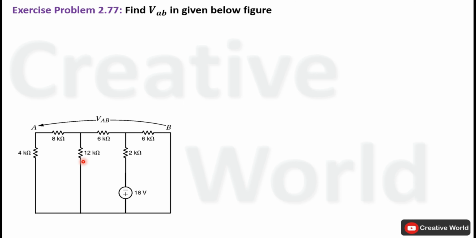Start simplifying this network from the left hand side. These two resistances are connected in series. We can find their equivalent resistance and replace these two resistances with it. Their equivalent resistance will be equal to 12 kilo ohm, the sum of 8 kilo ohm and 4 kilo ohm.